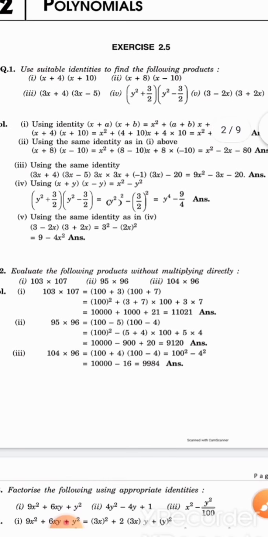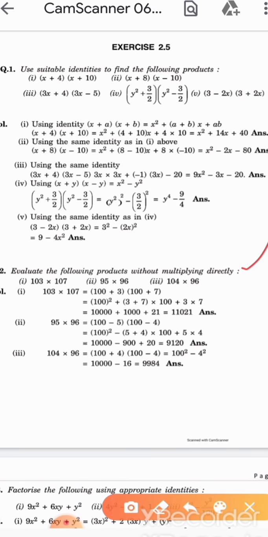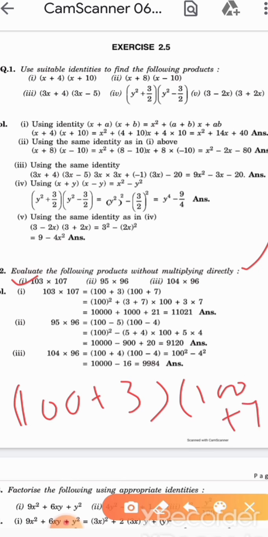Next question, question number 2. Question number 2 is: evaluate the following product without multiplying directly. We have not multiplied our numbers directly; we have used identity for that, and first we split each number into its nearest number. So our first question is 103 multiplied by 107. Here 103 is nearest to 100, so we write 103 as 100 plus 3, and again 107 is nearest to 100, so we write 100 plus 7. So we get the two brackets of this product: 100 plus 3 into 100 plus 7.